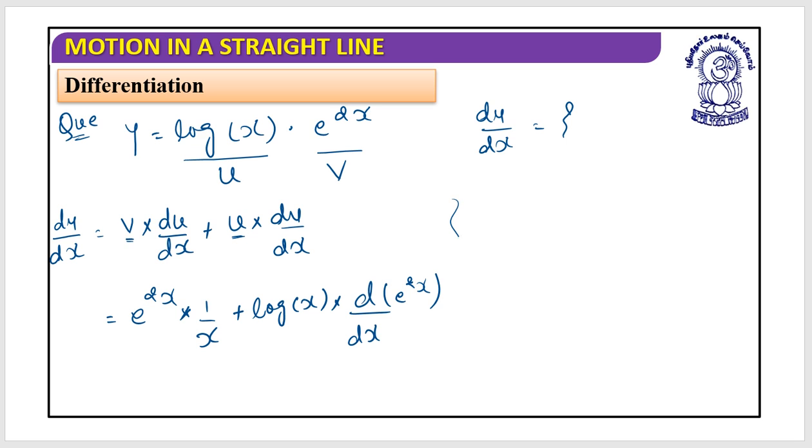Now look at this very carefully. Up till now it is very simple. Now here it is d by dx of e to the power 2x. I need to differentiate this by applying the chain rule. Yes, so it would be e to the power 2x by x plus log x multiplied by, now the exam begins. Yes, so d by dx of e to the power 2x.